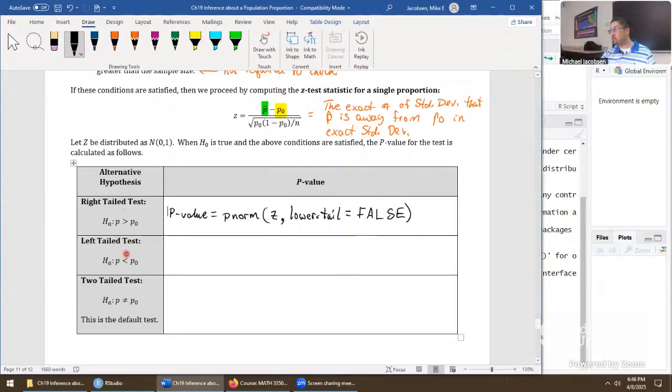Left tail test is even nicer. P-value is p norm Z, and then we're done on that one.